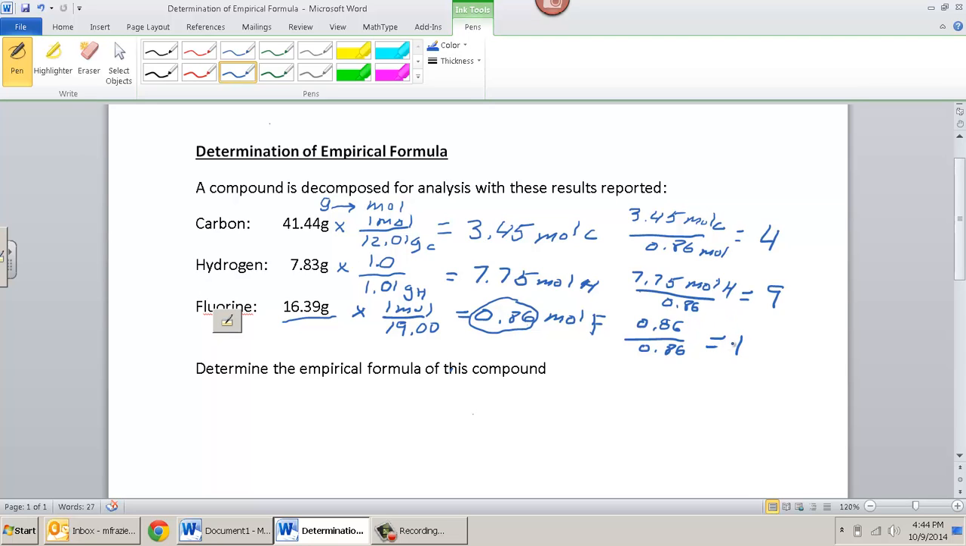So that is the molar ratio, and that's the simplest form. You can't really simplify that down, especially since you've got this 1 here. So that means that the empirical formula for this compound is going to be C4H9F1. So I'll just leave it as F. So that's how you do that, and you can do basically any kind of problem like that. So I hope that helps.